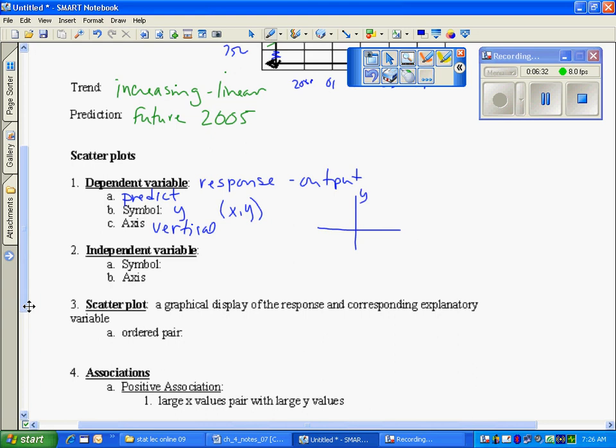The independent variable is the explanatory variable, or the input. Its symbol is x, and its axis is the horizontal. So this would be the x-axis.